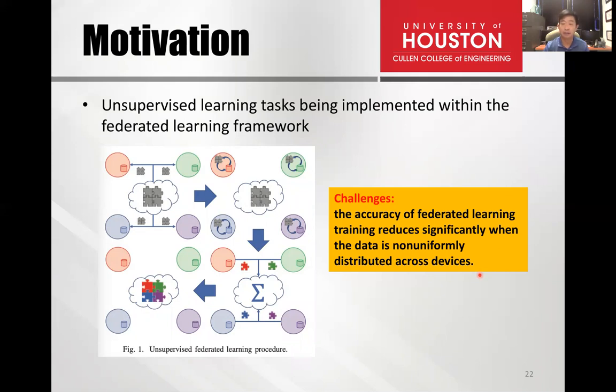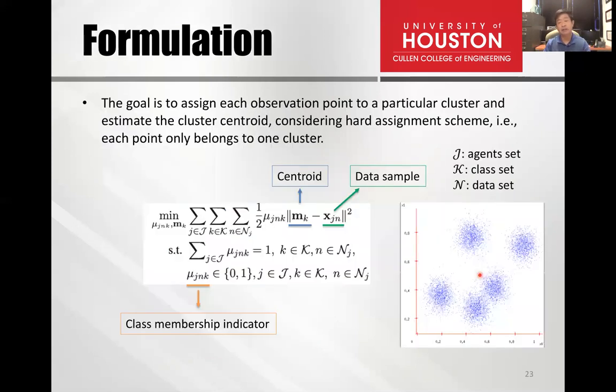You have to tell the label for each user, what is going on, so that they can update their gradient. However, beyond supervised learning, there is unsupervised learning. For unsupervised learning, we want to say whether or not tasks can be implemented by the federated learning network. The challenge is that federated learning training degrades significantly when the data is non-uniformly distributed. In other words, if somebody has more data and somebody has less data, this unsupervised learning can be not good.